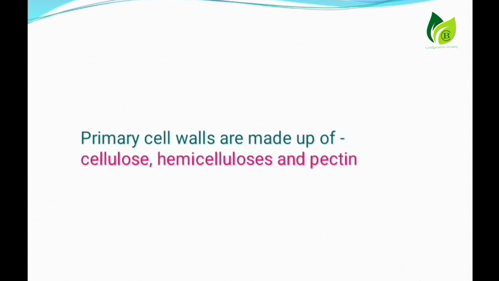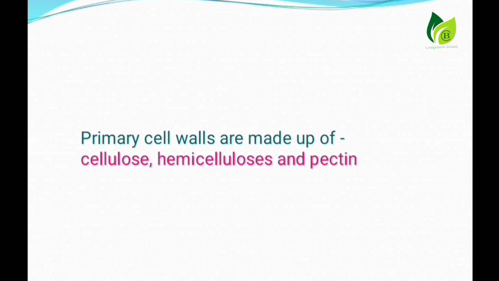Next question. Primary cell walls are made up of cellulose, hemicellulose, and pectin. The primary cell wall, as I told you before, is formed first and is extremely elastic, while the secondary cell wall is formed at the end of the cell growth. You should remember. They play an important role in the turgidity.